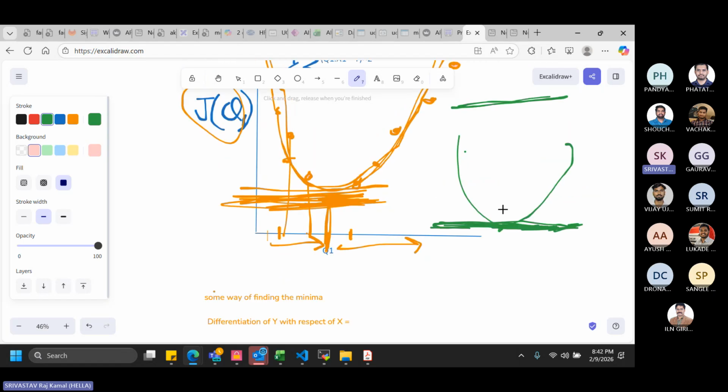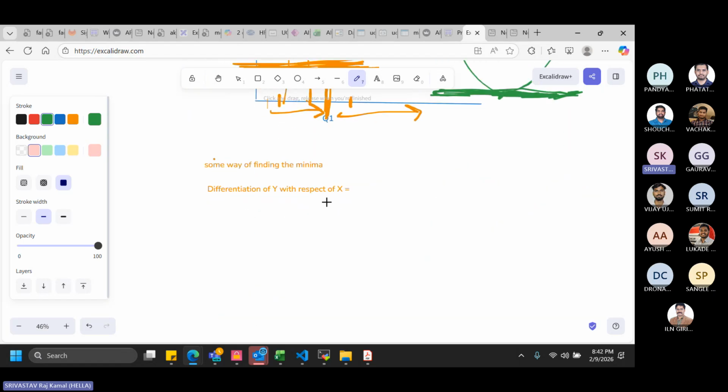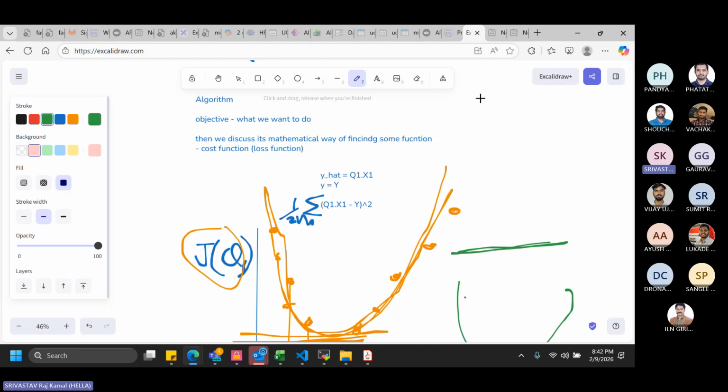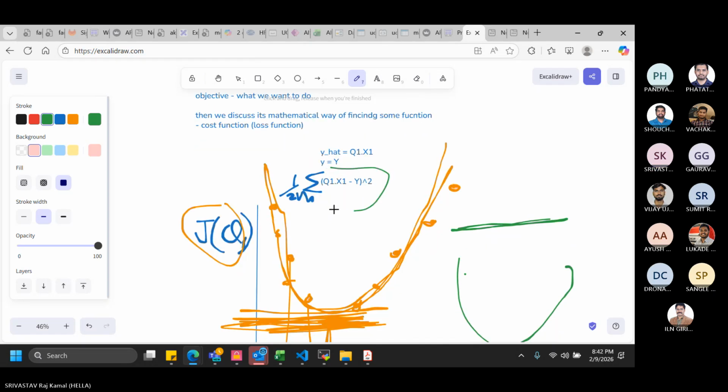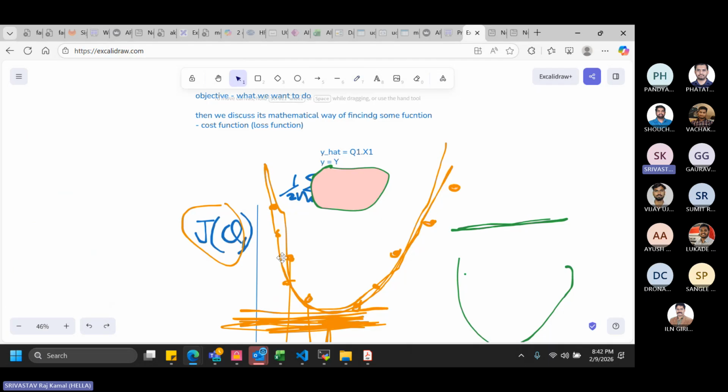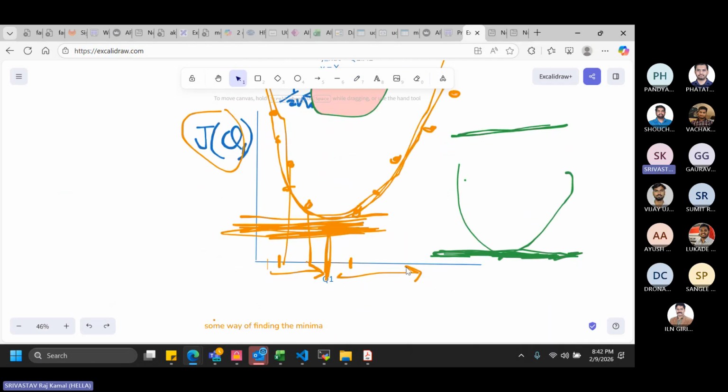So I mean, guys, as of now, let's summarize till here. We got the cost function. We want to reduce this cost function. Therefore, we want some way. We discussed this example. I'll continue from the same point here.